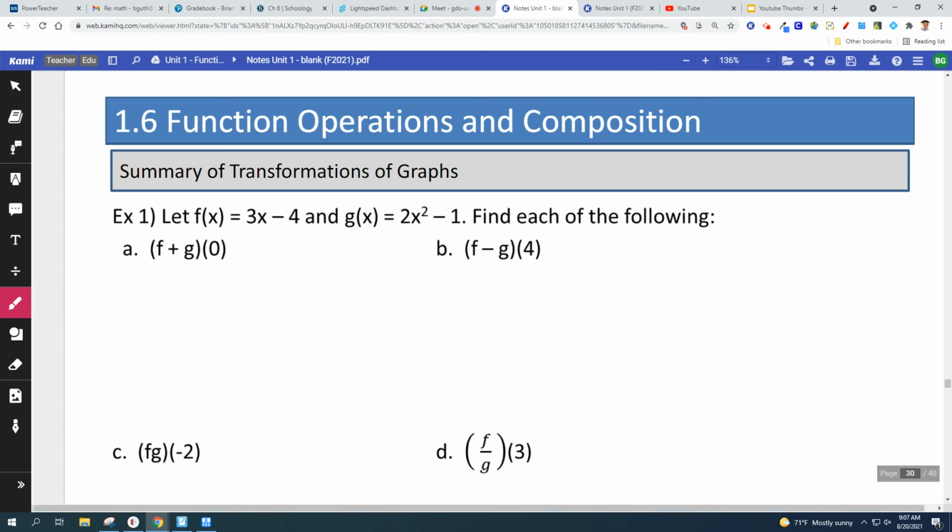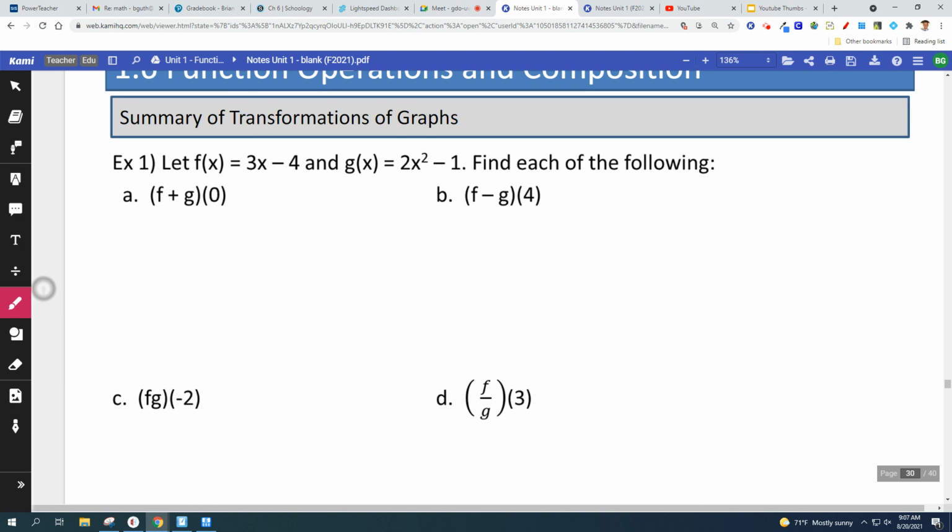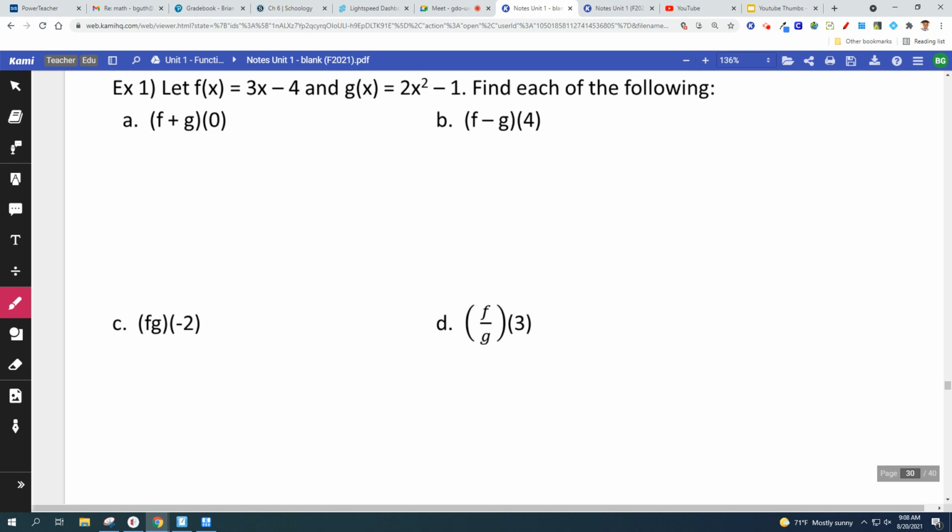1.6 is function operations and composition. So let's just go ahead and start with example 1. It says let f of x equal 3x minus 4 and g of x equal 2x squared minus 1. Find each of the following.